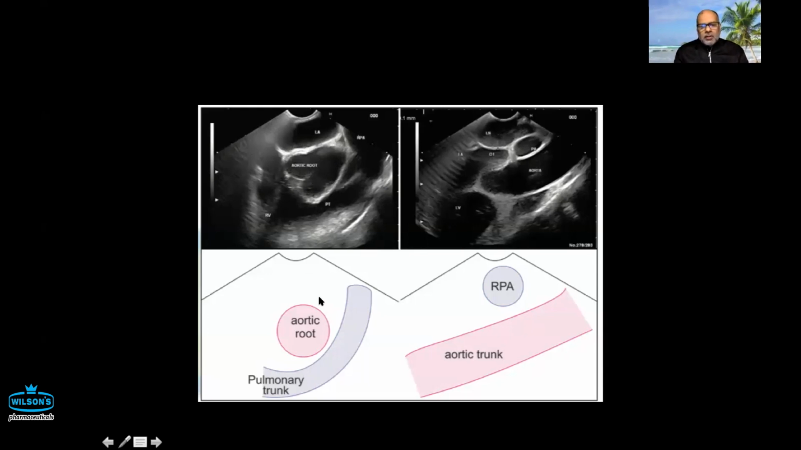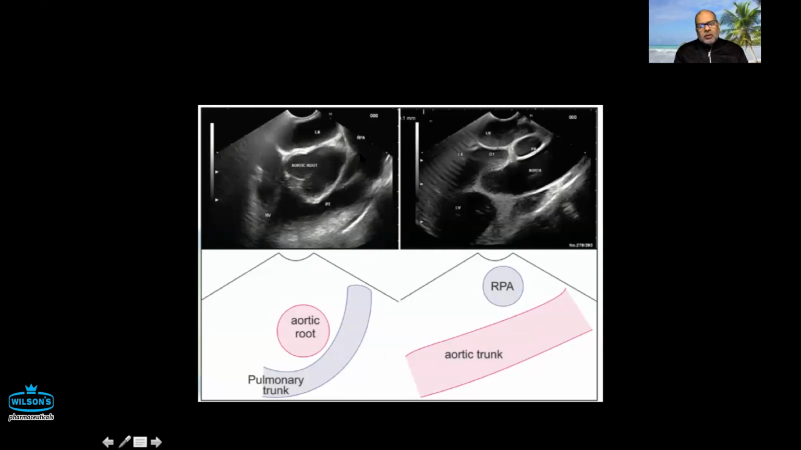So this is the schematic representation here. You can see the aortic trunk here, and this is the right pulmonary artery here. Above that, you have this aortic root here, and this is the pulmonary trunk here. You can see this pulmonary trunk here. We'll look into that once we see the images.